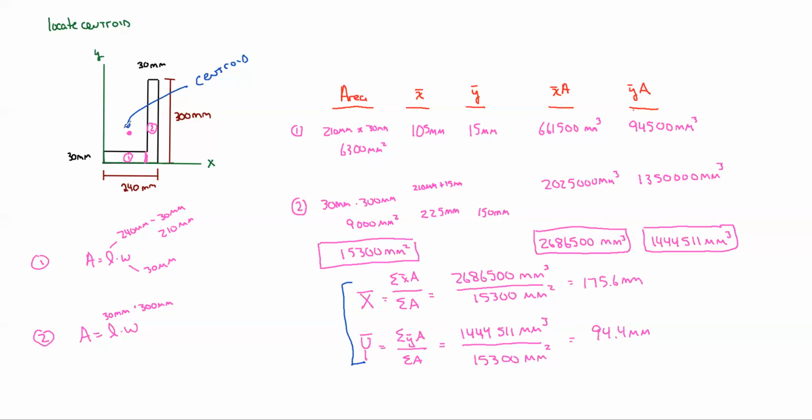I want to add a couple notes up here for the folks that are trying to get the steps down. What colors do we have left? All right, we're going to use orange, even though I don't like it. Step 1: identify the x and the y axis. Sometimes it's given, sometimes you can pick. Step 2: break into known shapes.